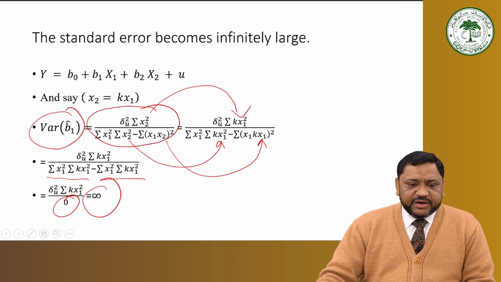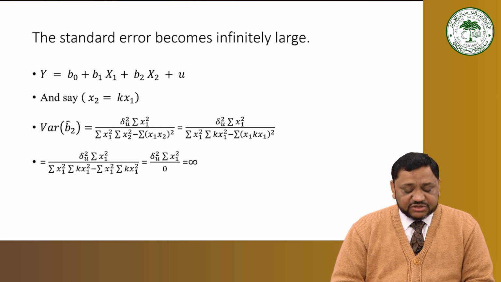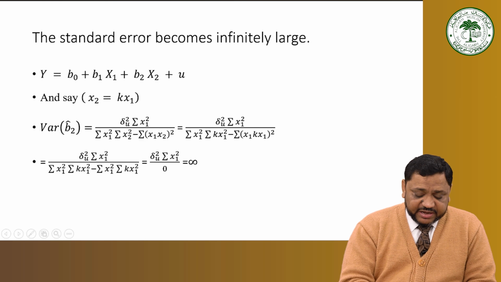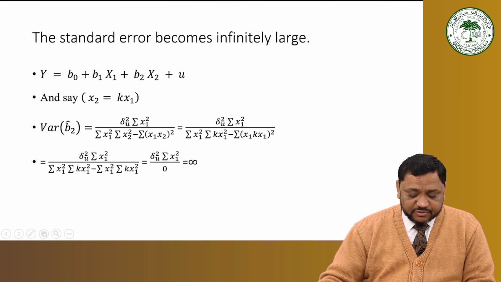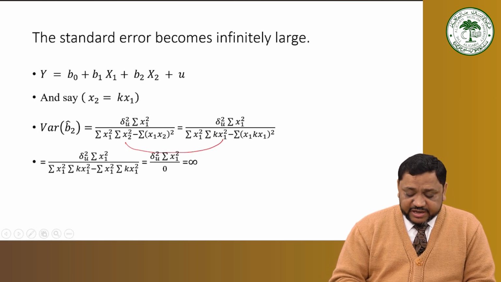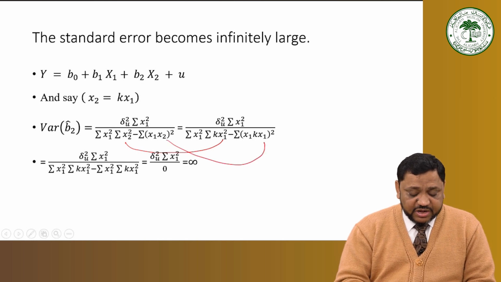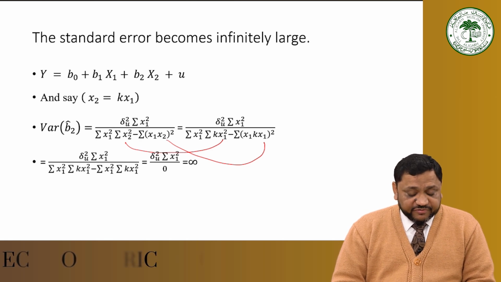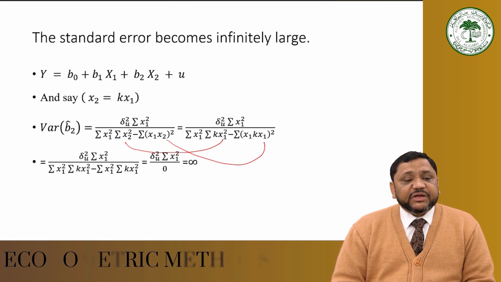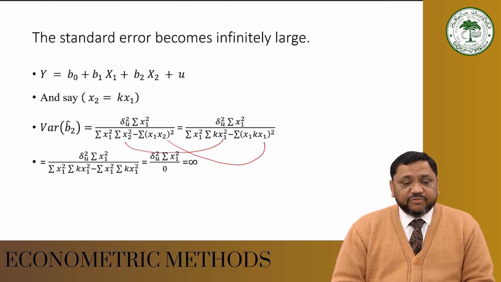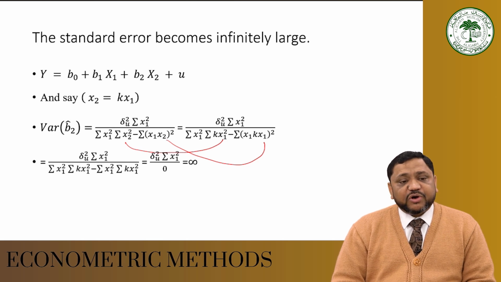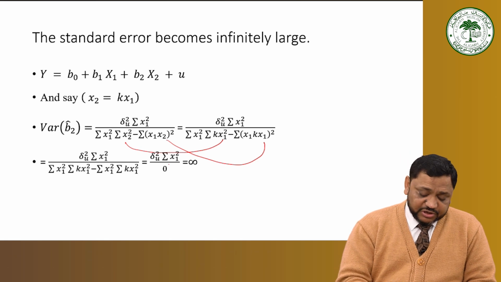The same thing, let us see it for the variance of beta 2 hat. Again you can see, wherever there is an x2 we insert kx1, and again the term in the denominator is summation x1 square summation kx1 square, and the second term with the minus sign is summation x1 square summation kx1 square. Now there is a minus sign between these two terms, so that is also equal to 0.